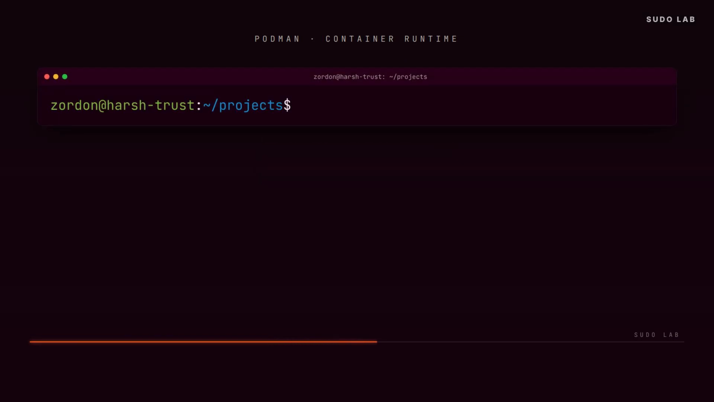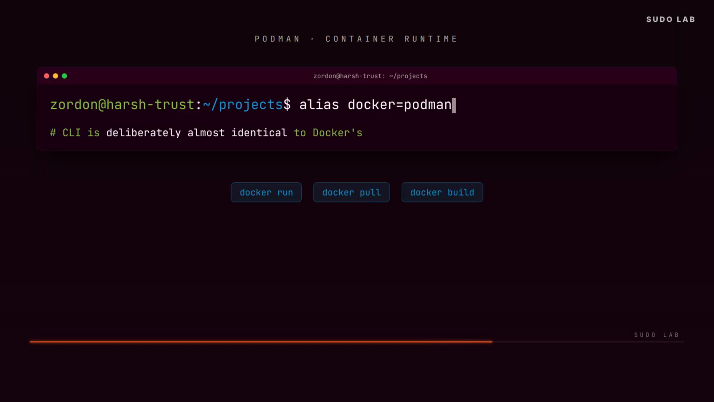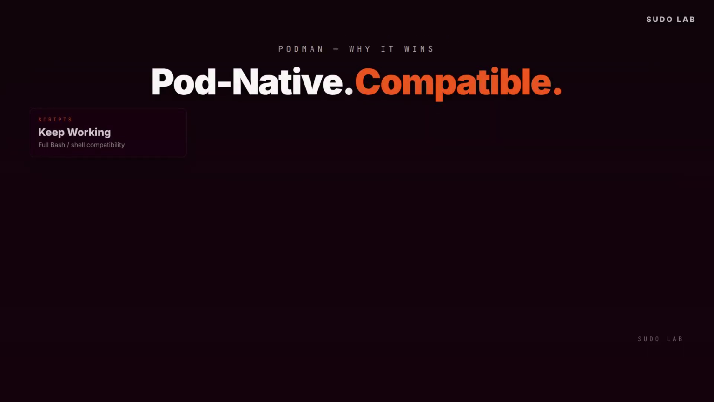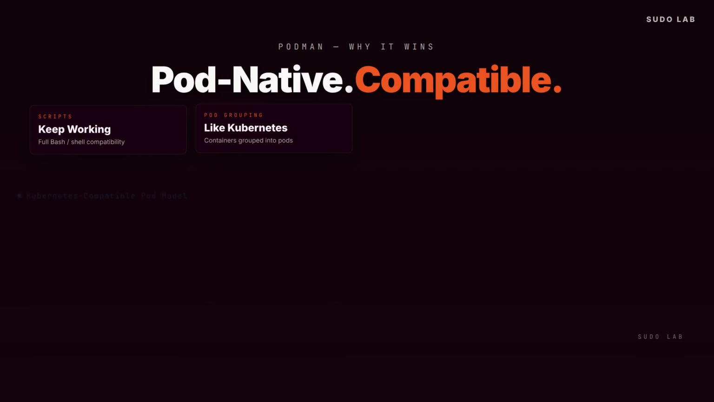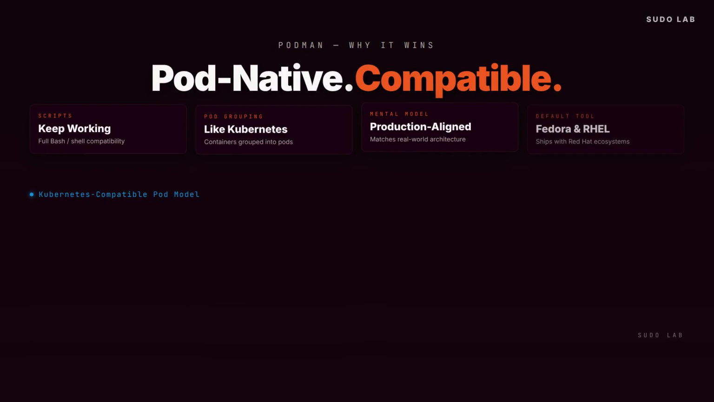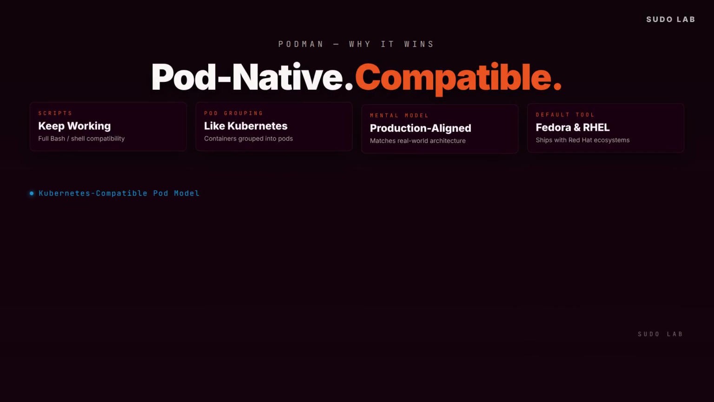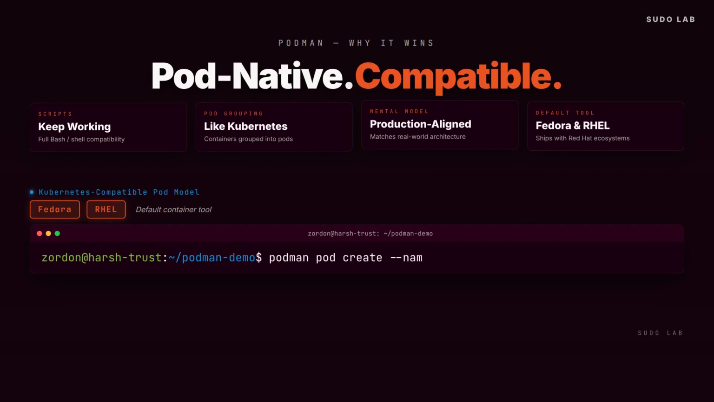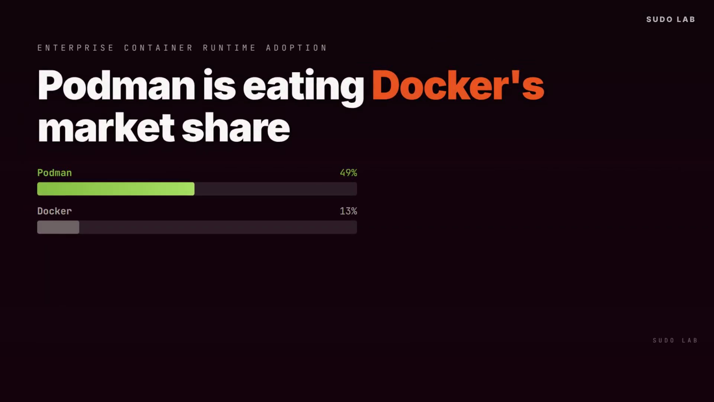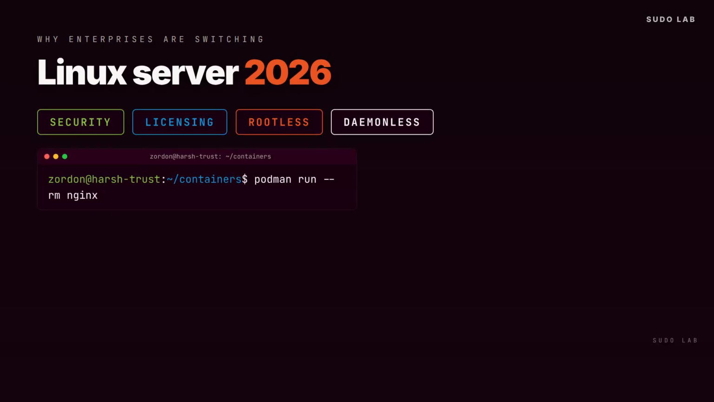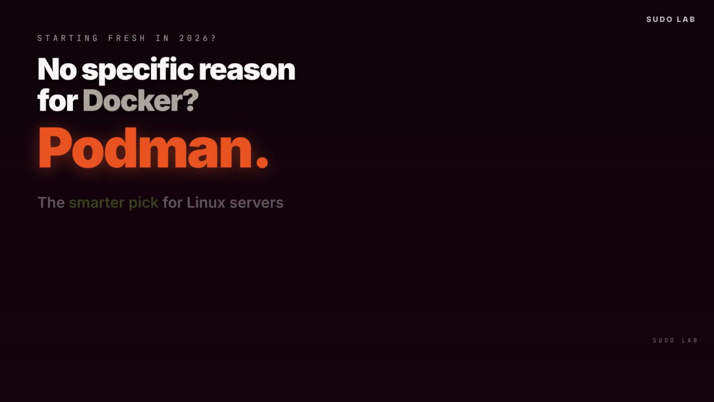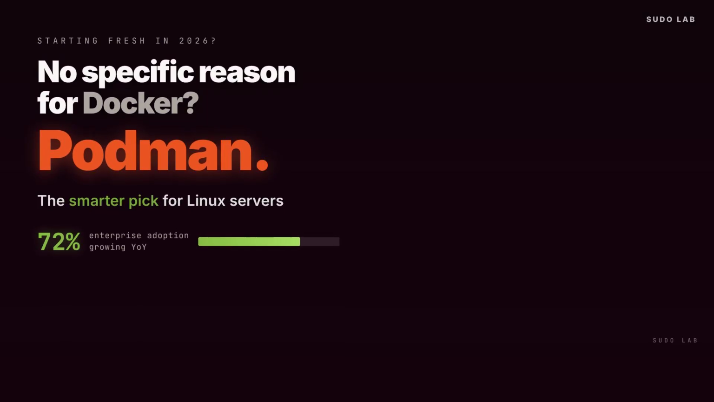The command line interface is deliberately almost identical to Docker's, to the point where you can literally alias Docker to Podman and most of your scripts will keep working. It groups containers into pods, the same way Kubernetes does, which makes the mental model line up better with what production actually looks like. It's the default container tool on Fedora and RHEL, and it's quietly eaten a huge amount of Docker's market share inside enterprises that care about security and licensing. If you're starting fresh on a Linux server in 2026 and you don't have a specific reason to need Docker, Podman is probably the smarter pick.